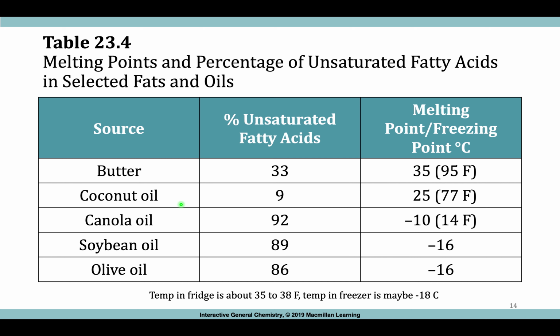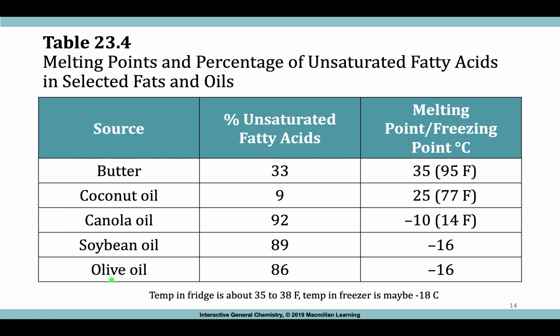Coconut oil, on the other hand, only 9% of it is unsaturated. So you would think that this would be even more solid at room temperature. Actually, this is a little bit easier to melt than butter. Again, there's a lot more that goes into the melting point than just the percent of unsaturated fatty acids. But clearly, both of these have a very high amount of saturated fats. So again, coconut oil, you'd have to get up to 77 degrees Fahrenheit to start melting that.